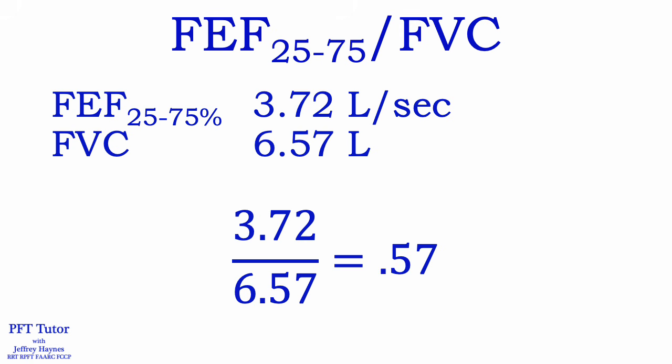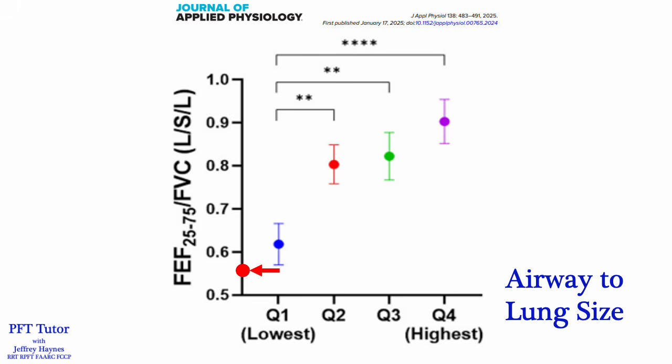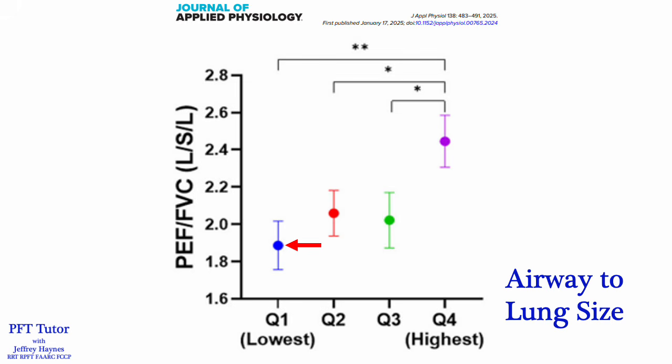The patient in this case had an FEF 25/75 of 3.72 liters per second. If we divide that by the FVC of 6.57, we get an FEF 25/75 to FVC ratio of 0.57. And when we place this value on the y-axis as shown by the red circle, it supports the presence of dysanapsis.